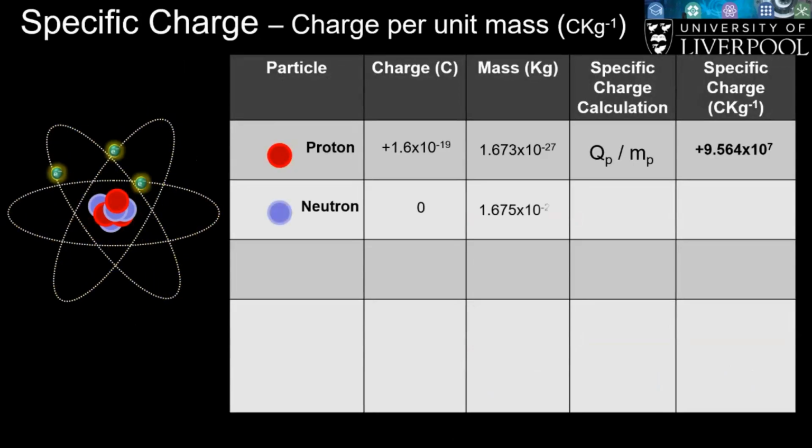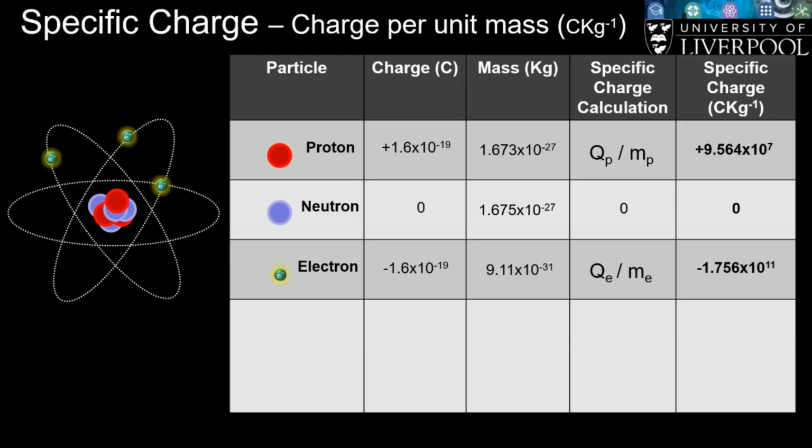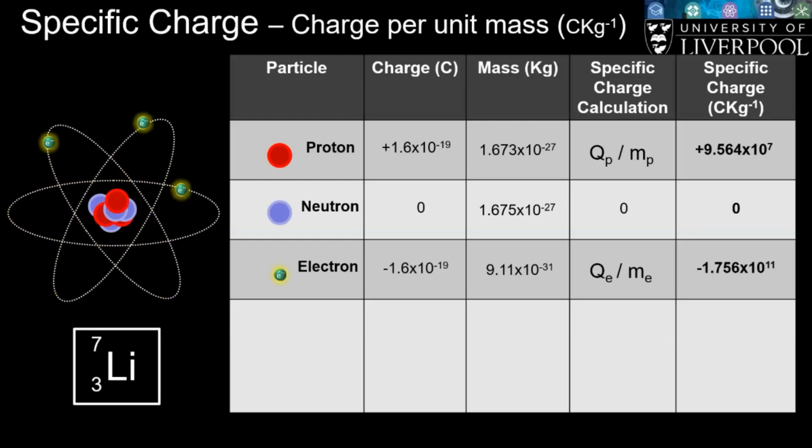The neutron has no charge and therefore has no specific charge. The electron has the inverse charge to the proton, however, its mass is much less. So there is much more charge distributed throughout its mass.